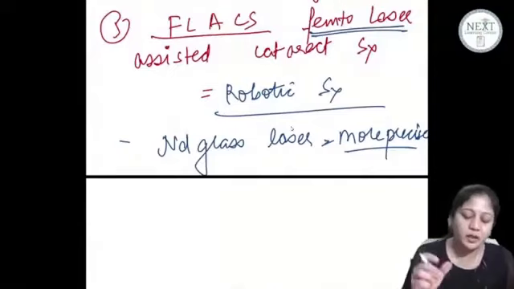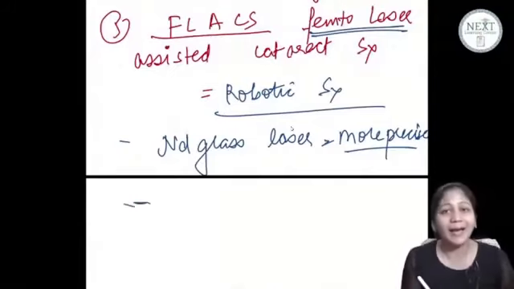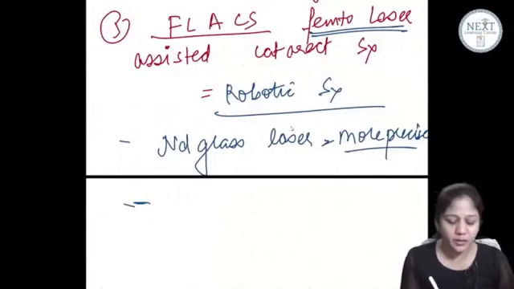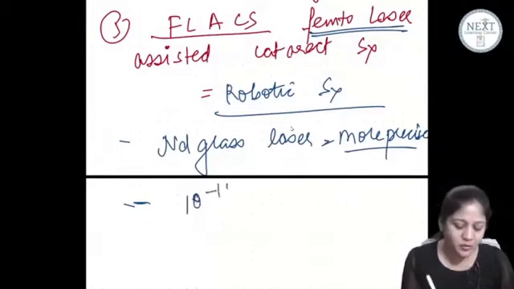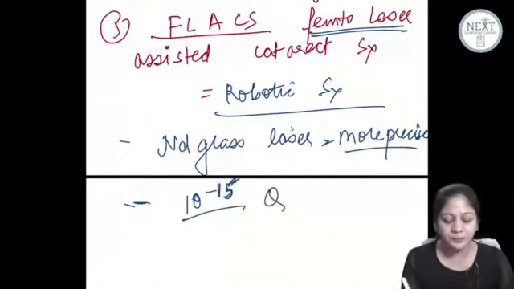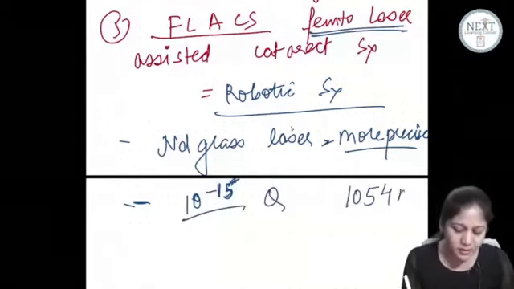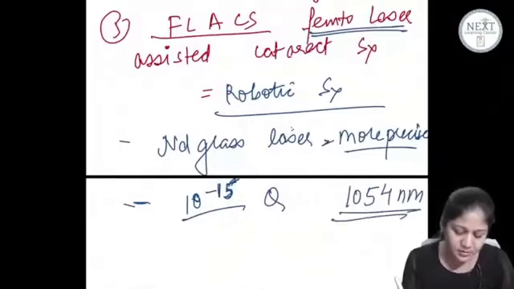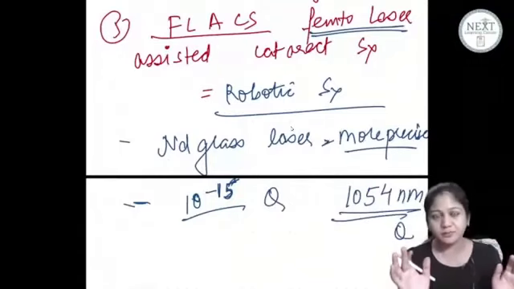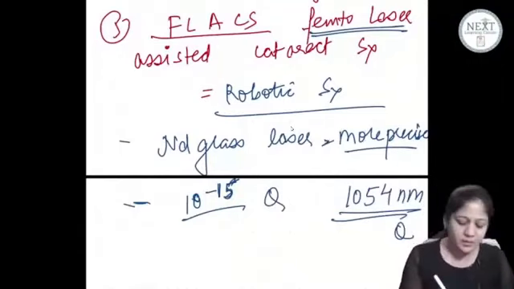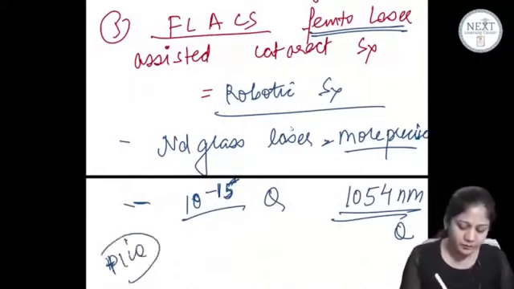Now questions. The word femto laser means that it works on a very high frequency and a very specific power, that is 10 raised to the power minus 15. Femto का मतलब क्या है? 10 to the power minus 15. It has a wavelength of 1054 nanometers. All these are questions. ठीक है? And this is also a picture question.